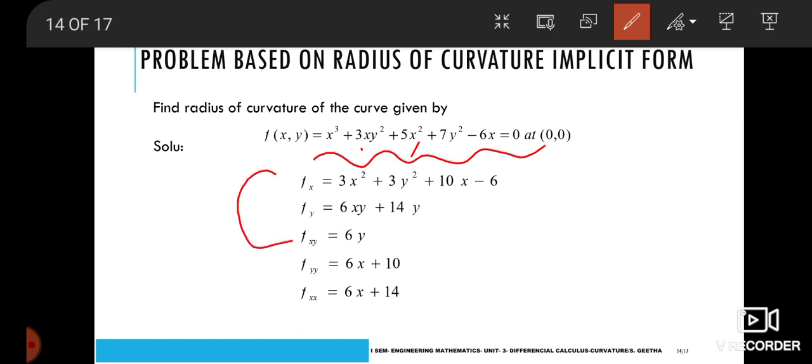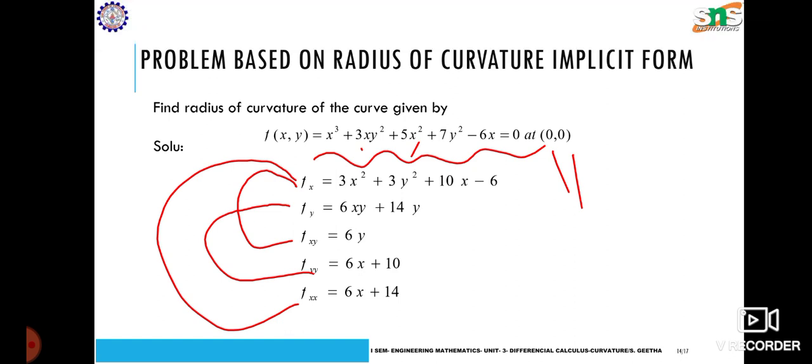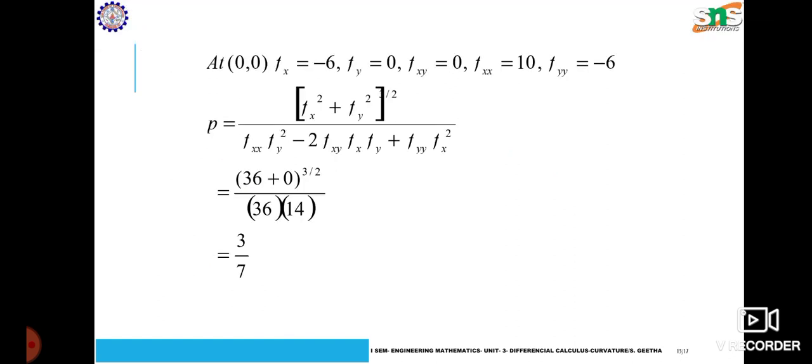Fy means we have to differentiate with respect to y. Fxx means we have to differentiate this equation with respect to x twice. Here we have the point 0 comma 0, so there is no issue, we need not substitute anywhere. Suppose we have any other point, then we have to substitute there and go for the formula.